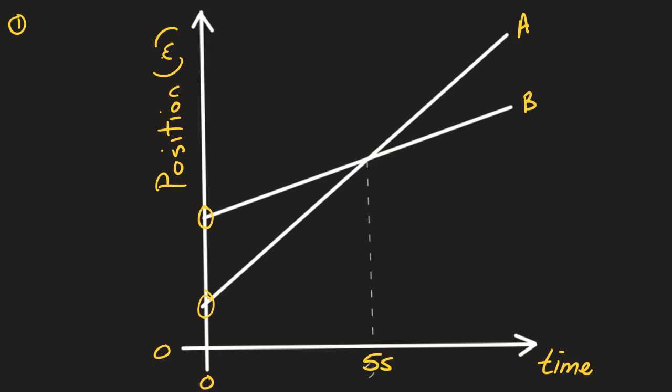But you have to ask yourself, do these lines ever have the same slope? Even at 5 seconds? It's important that you know they do not have the same slope ever. At 5 seconds, they are in the same place. This is the same location. But the lines don't have the same slope.